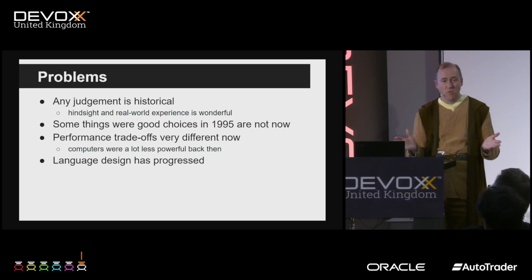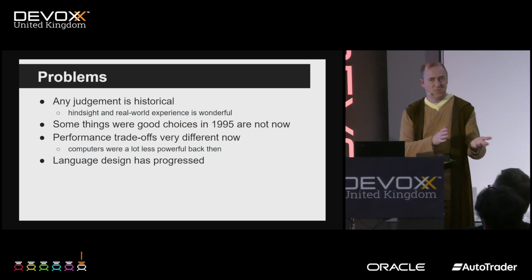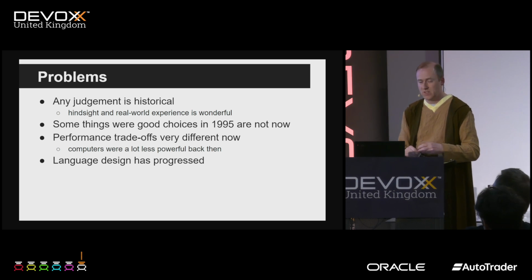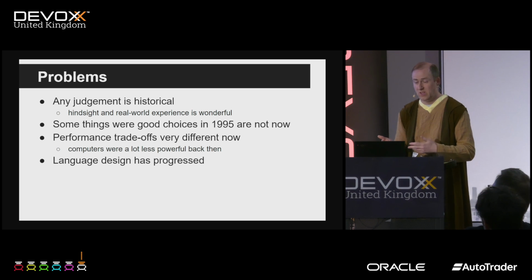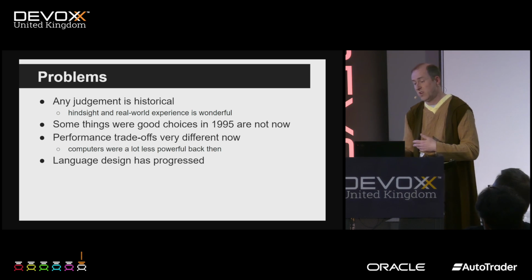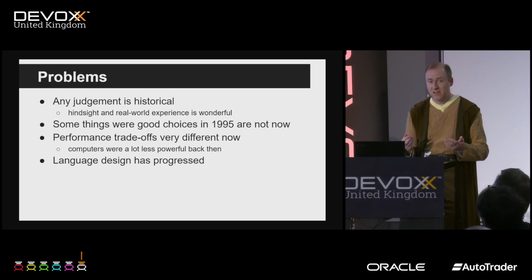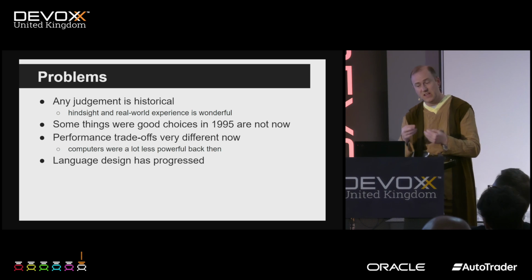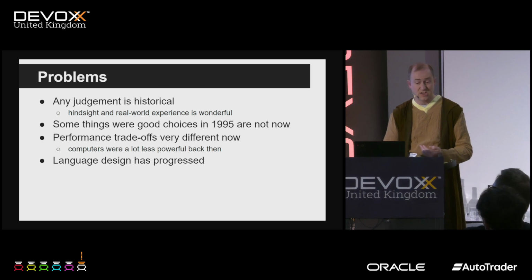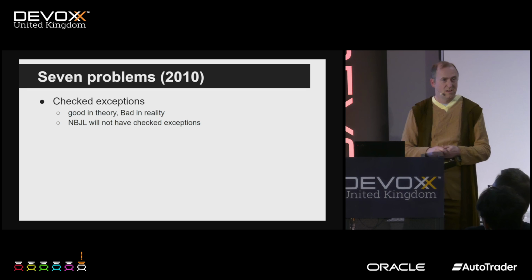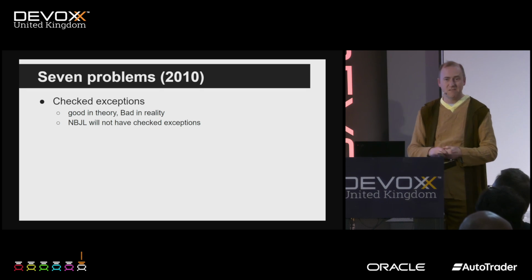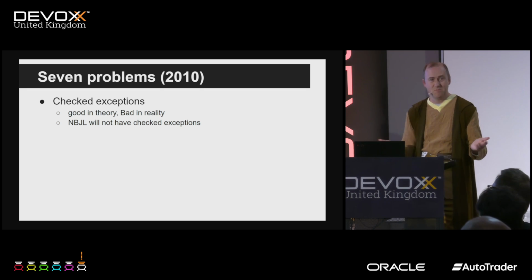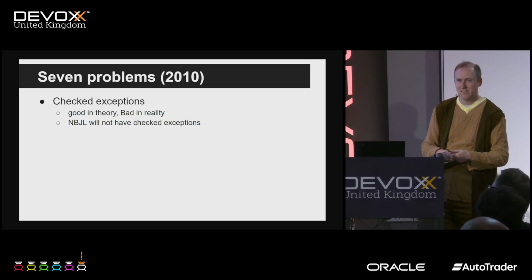So a quick look at some of the problems that we've had, taken with a 2010 viewpoint. So some of this judgment was historical. We can look at that with hindsight. We can look at it with really well-informed experience. Things that were good choices in 1995, not good choices now. They might have been good choices in 2010. Things change over time. Language design changes over time. So these are what I listed in 2010. Whether I'd list the same ones now is a different matter, but I would put checked exceptions up there.